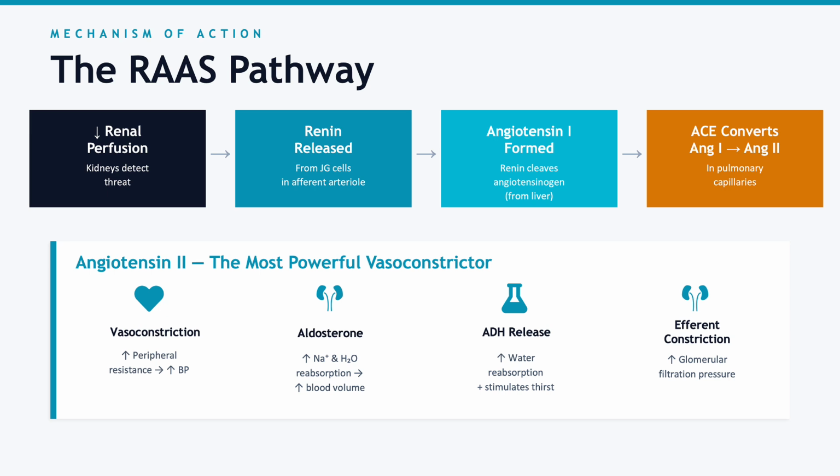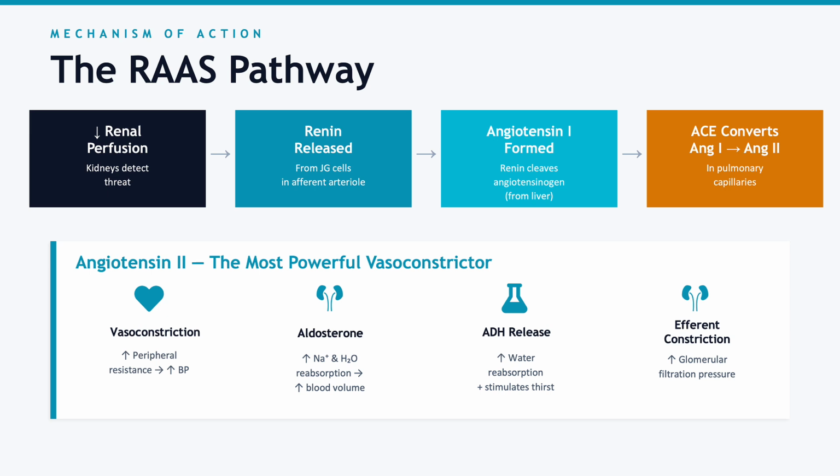Renin acts on angiotensinogen, a protein made by the liver that circulates in the blood. Renin cleaves angiotensinogen into angiotensin 1. Angiotensin 1 is inactive; it is only a precursor. Angiotensin 1 travels to the lungs, where it encounters angiotensin-converting enzyme, or ACE.